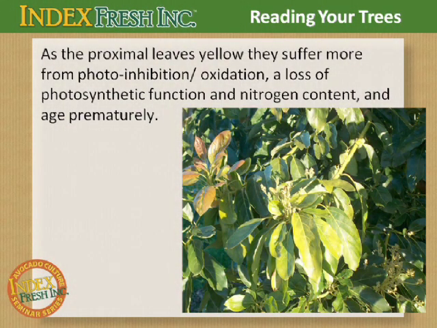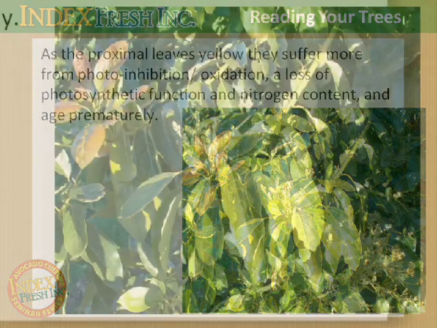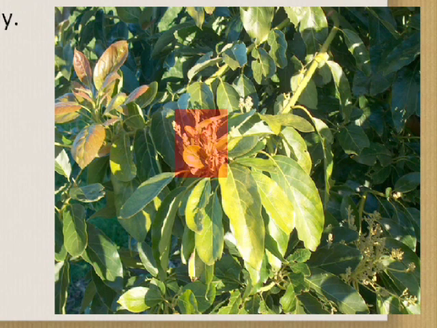This is a picture taken in New Zealand where we talk about photoinhibition and oxidation, and here you have the panicle just coming out and the leaves are yellow. Sometimes growers don't quite follow this.